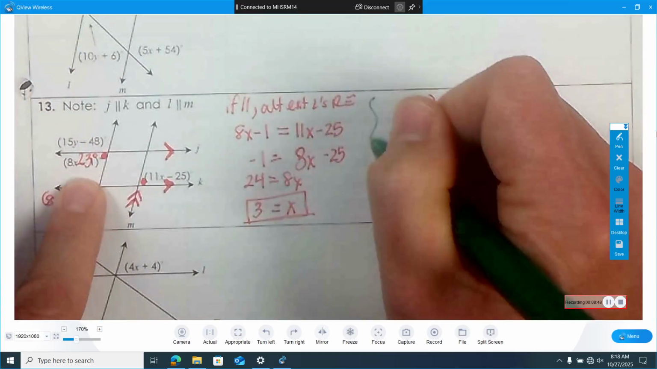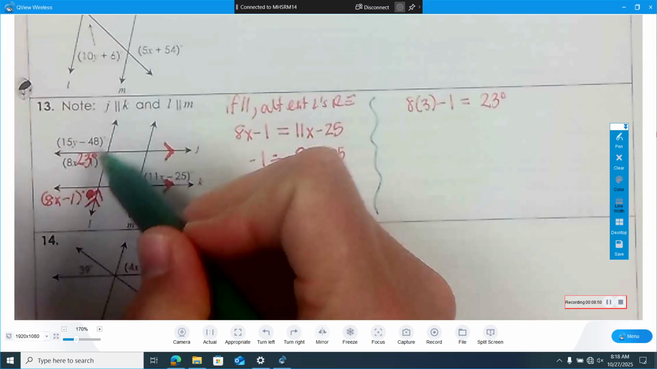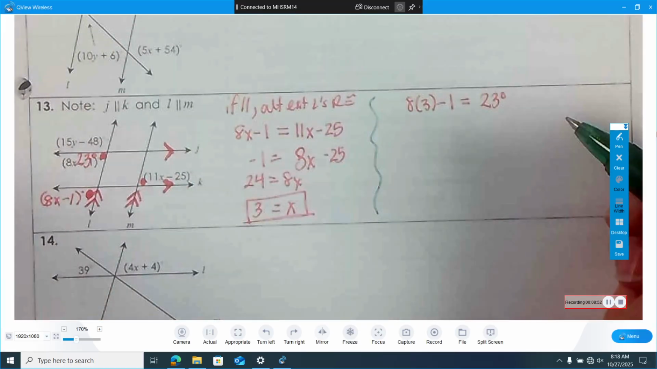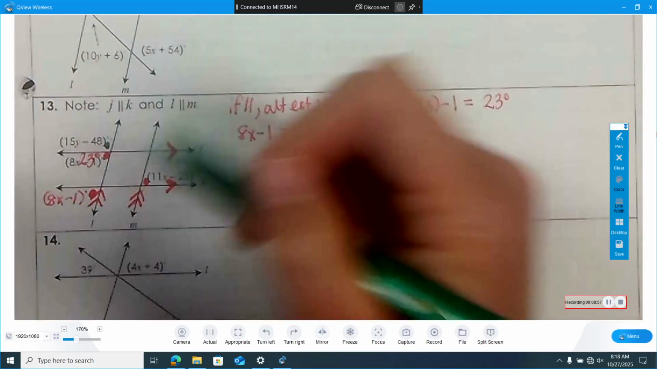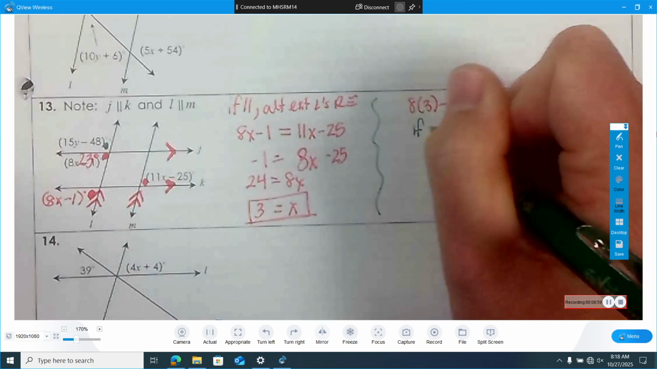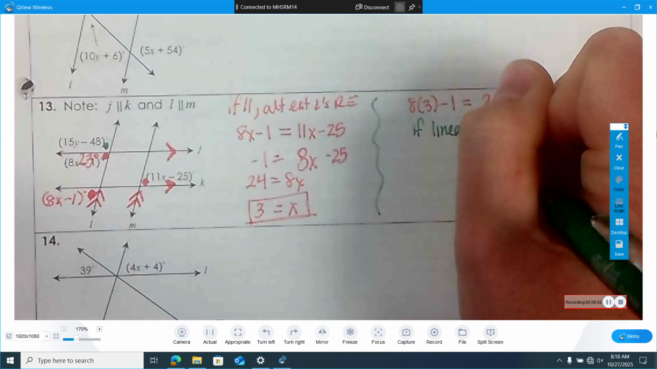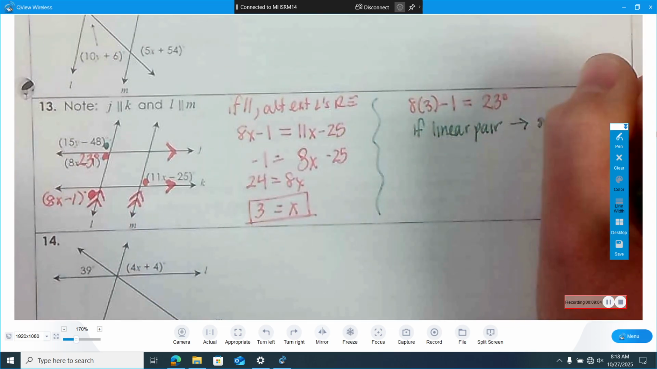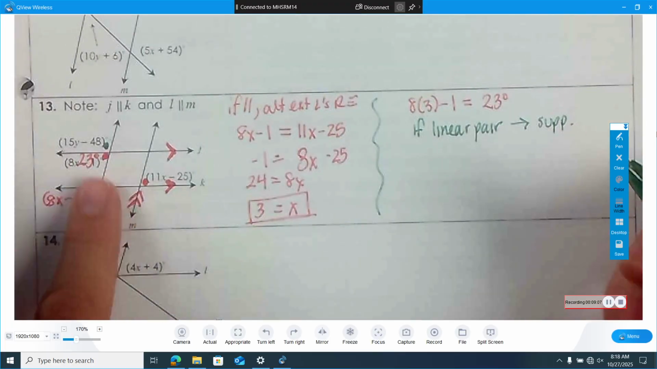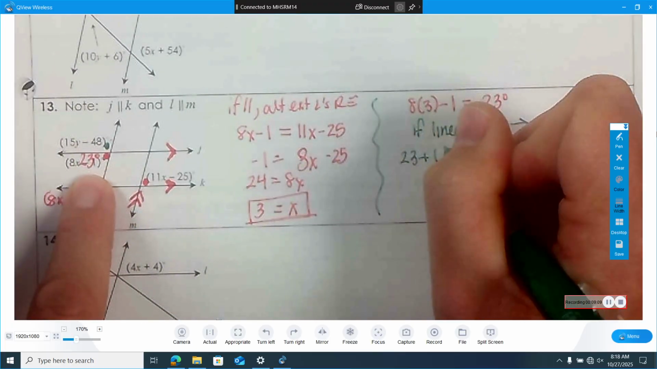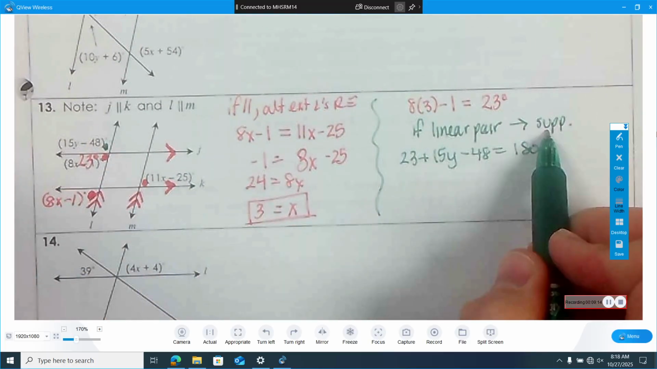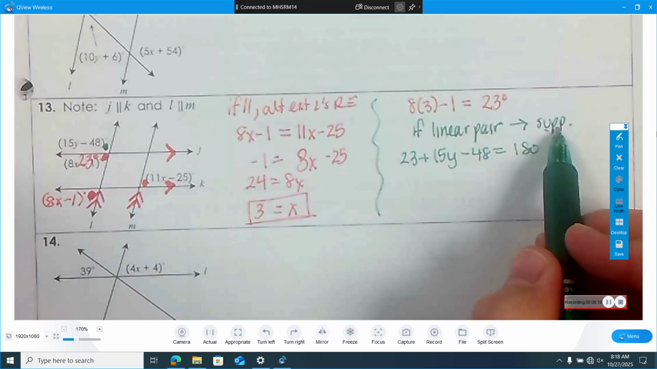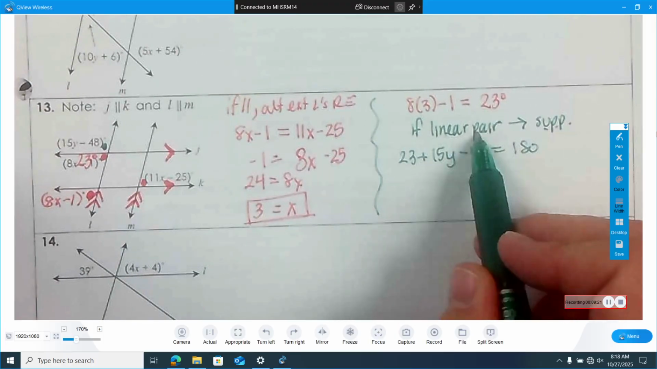And so since that's 23 degrees, what should I write with my 15y minus 48? Plus 23 equals 180. Yeah, so this is a linear pair. If linear pair, then supplementary. And so 23 plus 15y minus 48 equals 180. This is the linear pair supplement theorem. I'd rather just write if a linear pair, then we know they're supplementary.